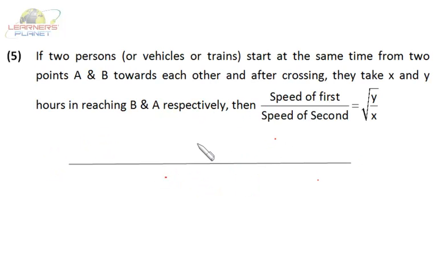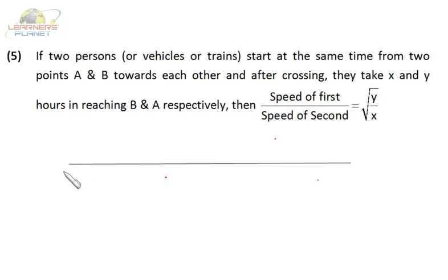Now friends, let's see the new concept. If two persons or vehicles or trains start at the same time from two points A and B towards each other, and after crossing they take x and y hours in reaching B and A respectively, then the speed of the first by the speed of the second is root y by x. Friends, very interesting concept. Let's try to derive it.